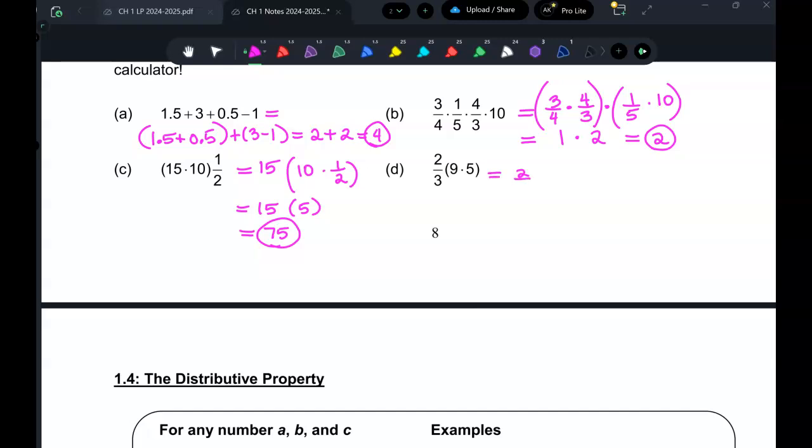We have 2/3 times 9. Let's switch this around. So remember when we're multiplying fractions, 2 times 9 would give us what? 18. What's 18 over 3? That's 6. Yeah, you got it. 6.